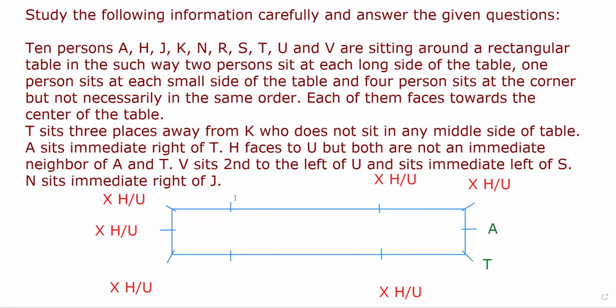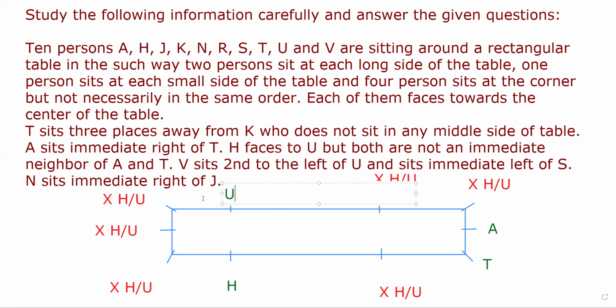So the places where they can sit are these and these, where they can face each other, and these are the places for H and U. So I can write the places for H and U like this. Suppose I put this for H and this place for U. Done.